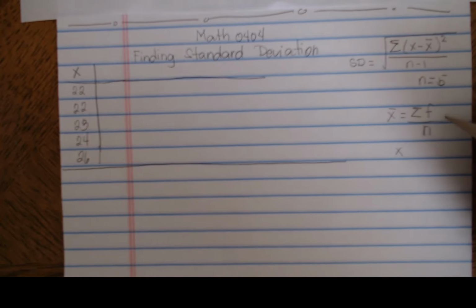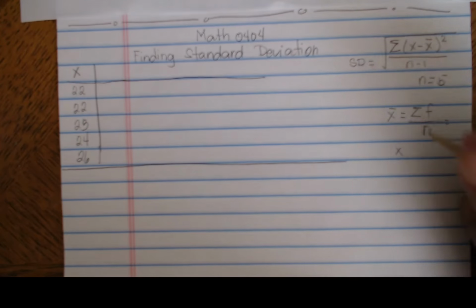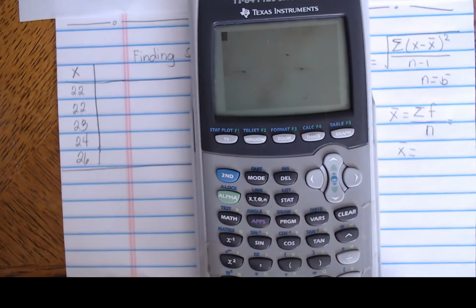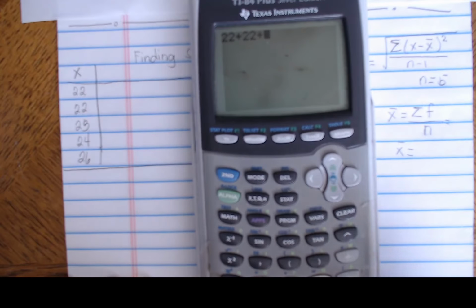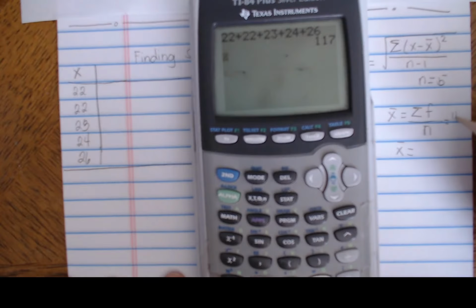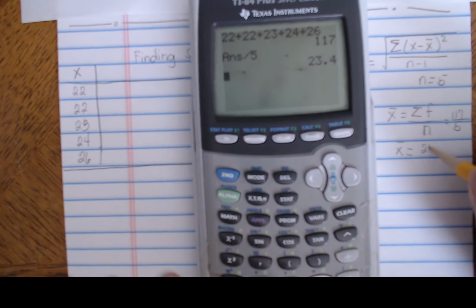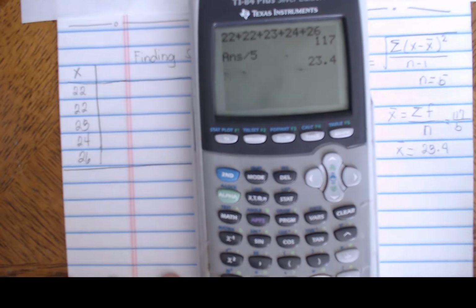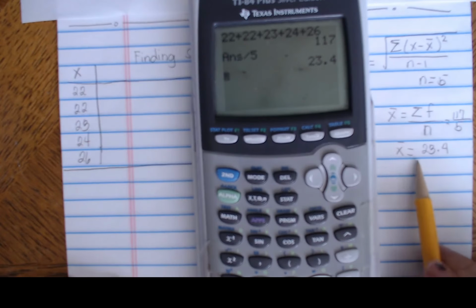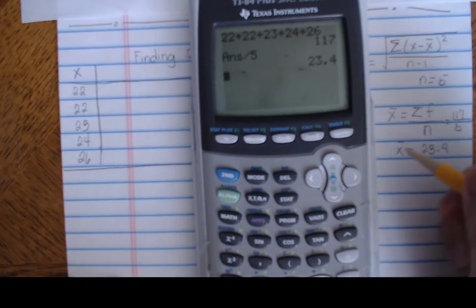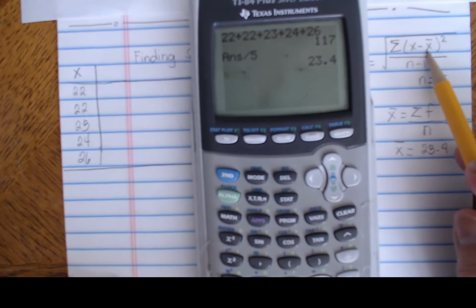Okay, so that would be, let's get the sum. So we'll add 22 plus 22 plus 23 plus 24 plus 26. So that is 117 divided by 5, because that is our n. So divide by 5. So we have 23.4. Okay, this is our mean. So it's our x bar in the formula.